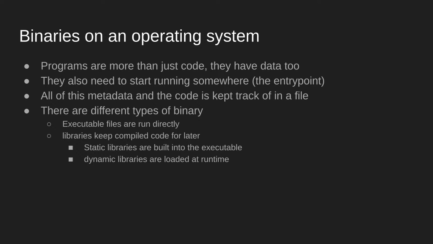I won't go into too much detail about the processes of creating this: compilation, linking, and dynamic linking. All you need to remember is that executable files are the files that are run directly, like .exes on Windows. Libraries are a bunch of code that is compiled and kept for later, which is split into dynamic libraries, which are loaded at runtime, and static libraries, which are actually compiled into the executable.